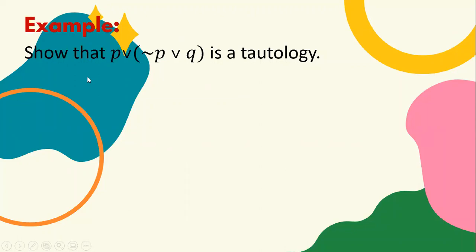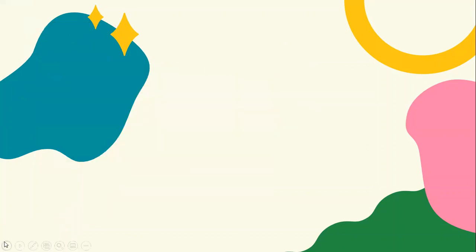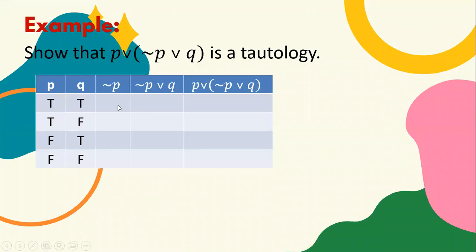Okay, let's try to have this one. So we need to show, to verify that P or the negation of P or Q is really a tautology. Okay? And for us to do that, syempre, we need to have our truth table. Okay? So negation of P ulit, supply natin. Anyone who wants to annotate? Anyone who wants to annotate for the negation of P?